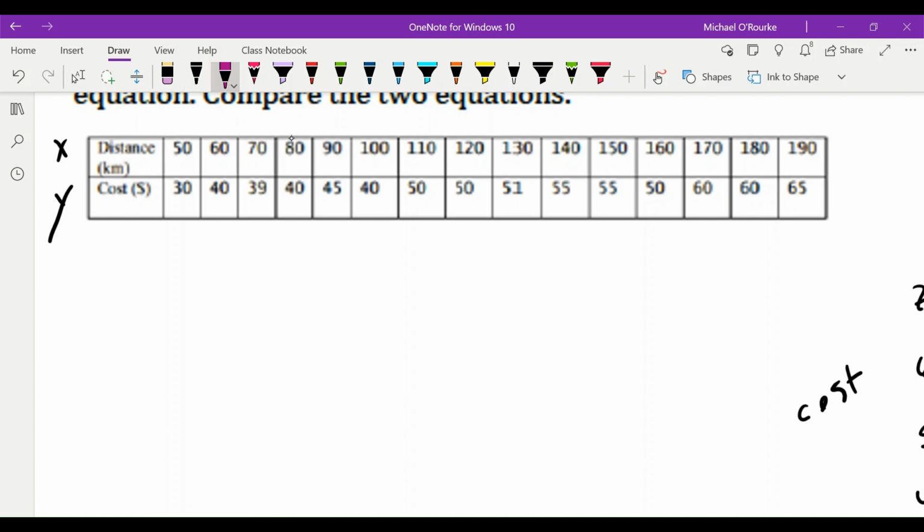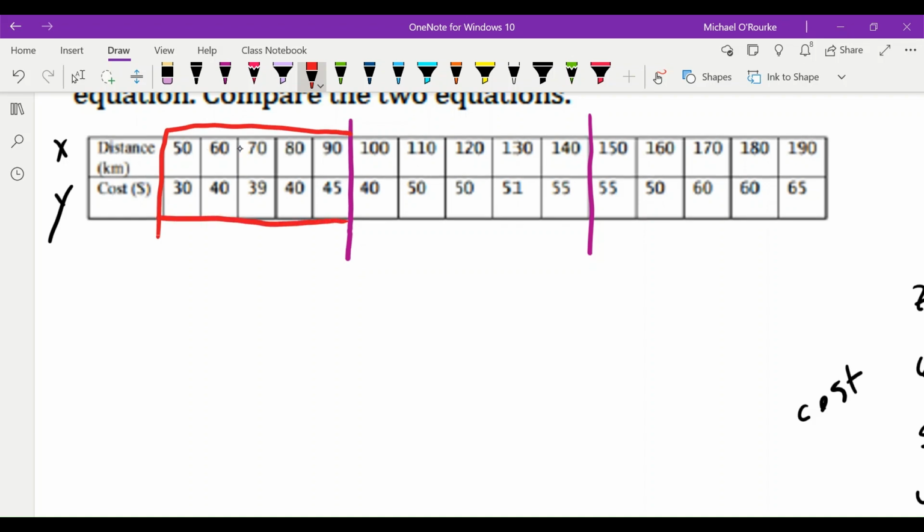1, 2, 3, 4, 5. There's one set. 1, 2, 3, 4, 5. Other set, just make sure 1, 2, 3, 4, 5. So now we have to find the median of the X's and Y's for each of the sections. So this is going to be my red section.